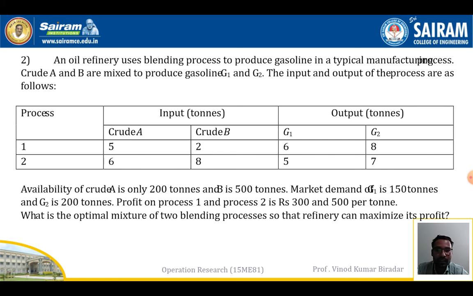Just to remember this. Market demand for G1 is 150 tons and G2 is 200 tons. The profit on process 1 and process 2 is 300 and 500 rupees per ton. They are getting a profit of 300 for process 1 and 500 for process 2. What is the optimal mixture of the two blending processes so that the refinery can maximize its profit? So that is what we are going to formulate.